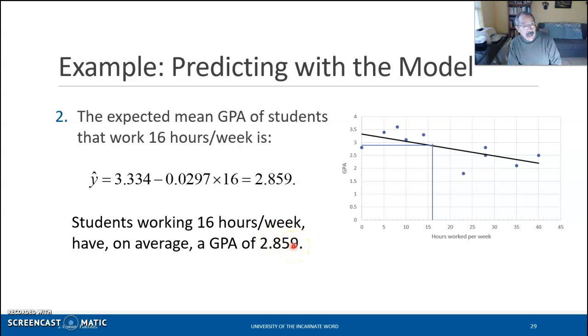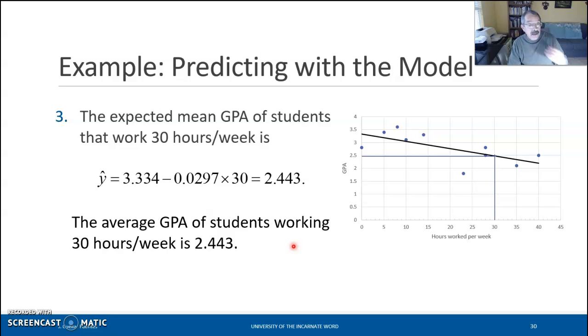Now, in the last case, we wanted to see the average GPA of students that work 30 hours per week. You can see by putting 30 into the equation, we get that GPA is 2.443. So the average GPA of students working 30 hours per week is 2.443. And if you're curious about 40 hours, you can plug in 40 here and calculate the GPA value. This is how we can make predictions and how we interpret them. The key word is that we predicted an average GPA.